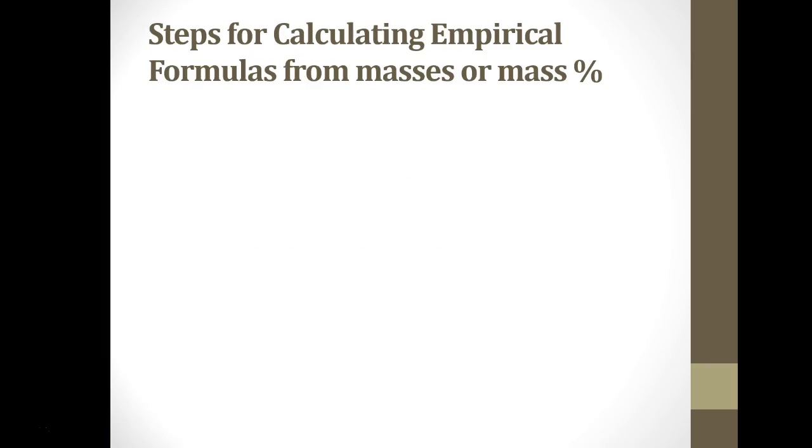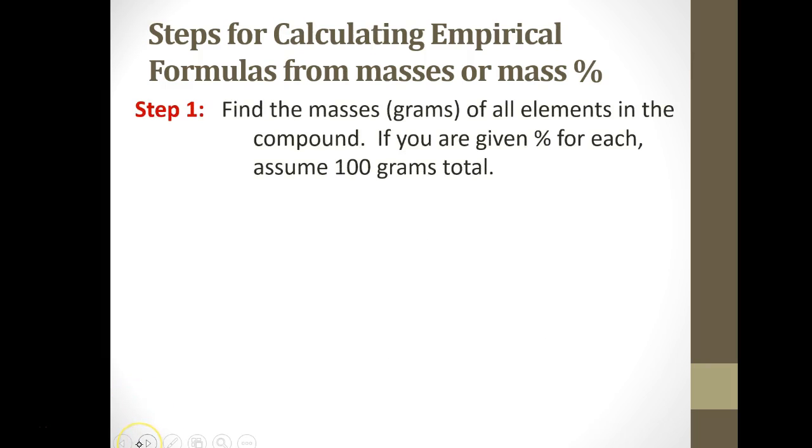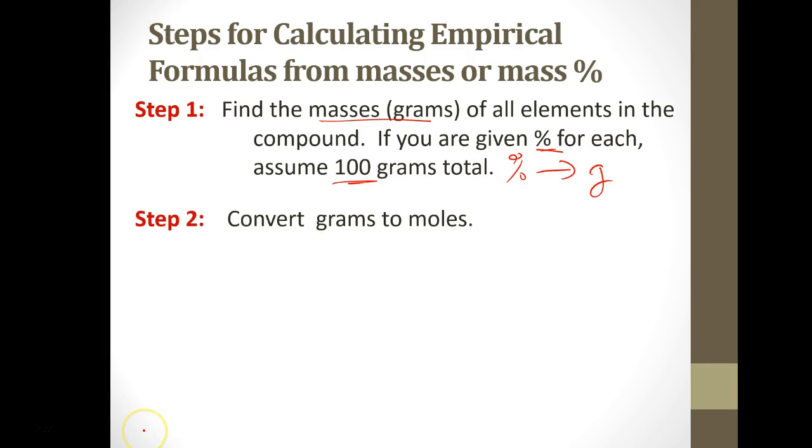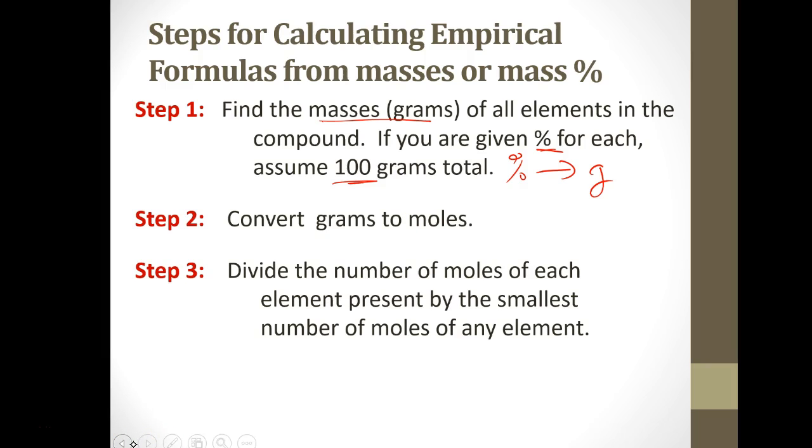However, it's not all going to be as simple as that one. That's a simple one. If I give you the mass of each element within a compound, you're going to use the masses. If I give you a percentage, you're going to assume it's 100 grams, so that means percents turn into grams. Remember, mass cannot be created or destroyed. You're going to convert the grams to moles, which we've been practicing. We've been doing mole conversions. And then here's the big key. You're going to divide the number of moles of each element present by the smallest number of moles of any of the elements. Whichever element is the smallest one, divide by that one.